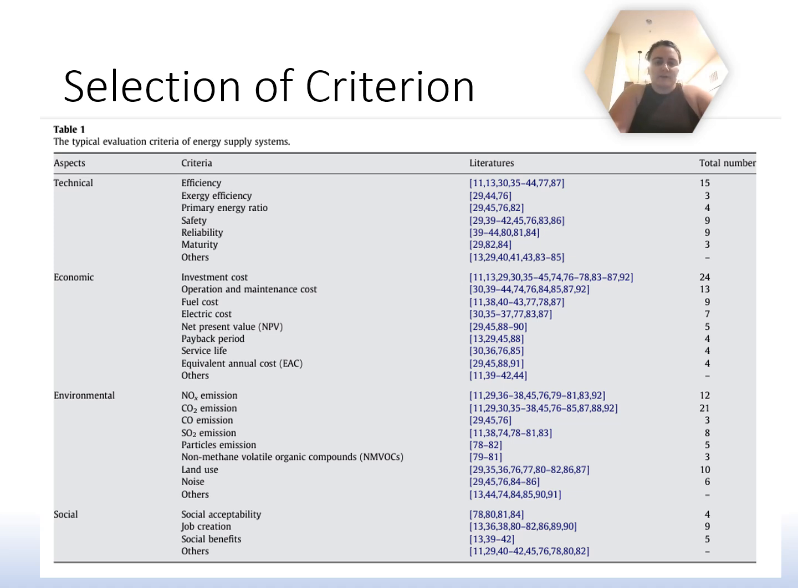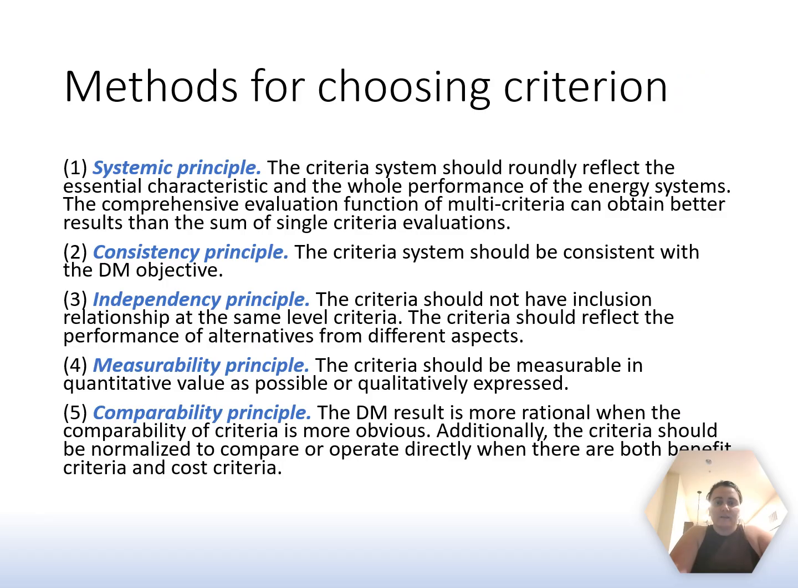So what this slide is showing you is that you really need to know what aspect of the project you're evaluating. Is it environmental? Is it economic? Is it social? And then what can you use to evaluate that thing? That's really what criteria selection is all about. How are you going to evaluate those aspects of your project?